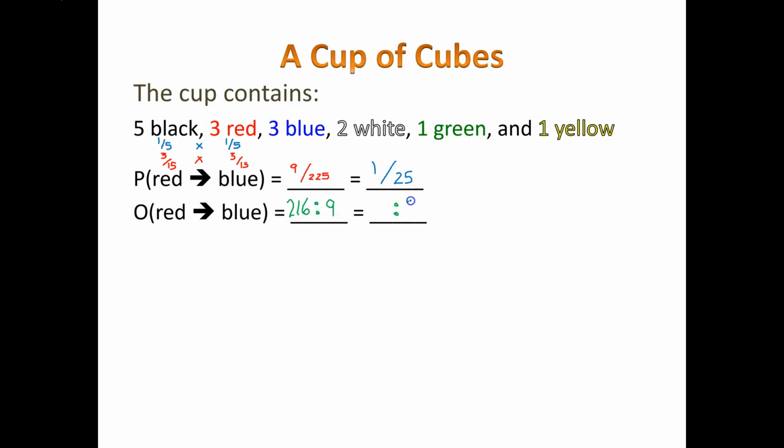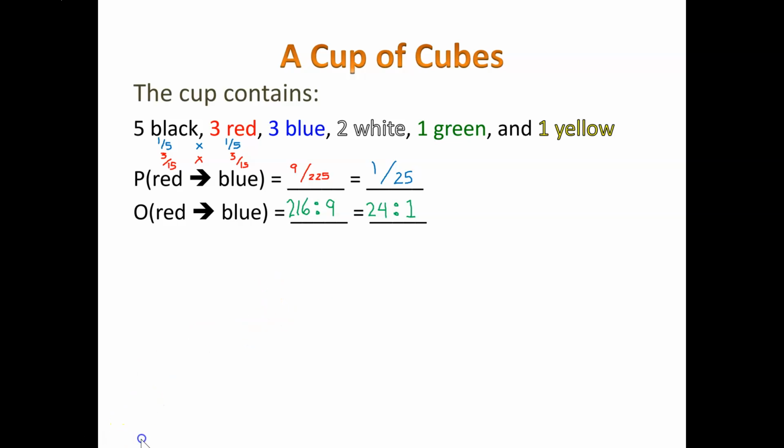There's one way to win. 25 total possibilities. Only one of them is a winner. All the rest must be losers. 25 minus 1 is 24. So the odds of pulling a red, putting that back in the cup, and then pulling a blue is 24 to 1.